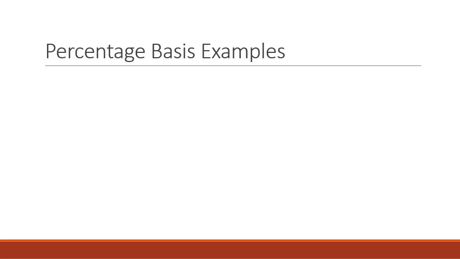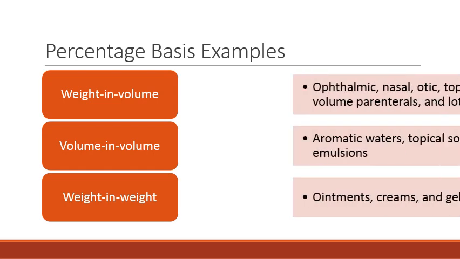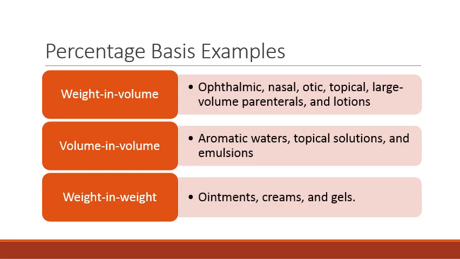On a similar basis, we can give examples of pharmaceutical preparations that are present in weight in volume, volume in volume, or weight in weight. The examples of preparations that are present in weight in volume include ophthalmic preparations, nasal preparations, otic preparations, topical preparations, large volume parenterals, and lotions. The pharmaceutical preparations that are present in volume in volume include aromatic waters, topical solutions, and emulsions. The pharmaceutical preparations that are available as weight in weight include ointments, creams, and gels.